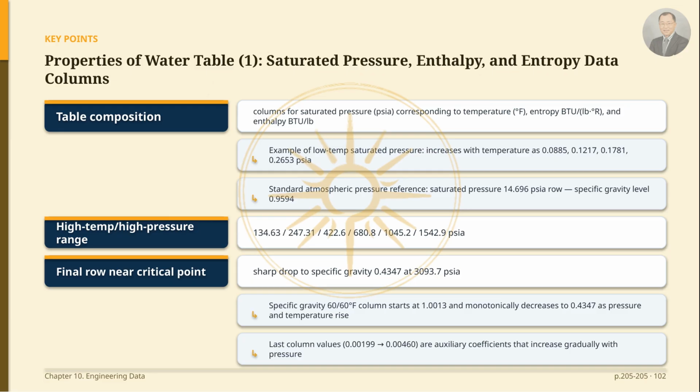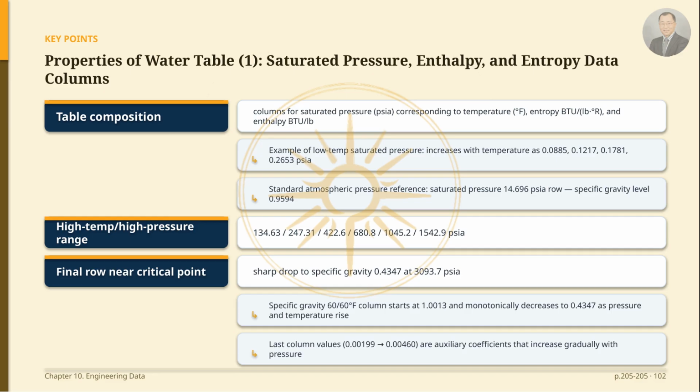gravity. Looking at the low temperature range, the saturation pressure starts at very low values such as 0.0885, 0.117, 0.1781, and 0.2653 psi, and the pressure gradually increases as the temperature rises. The row corresponding to standard atmospheric pressure is 14.696 psi, where the specific gravity is around 0.9594.